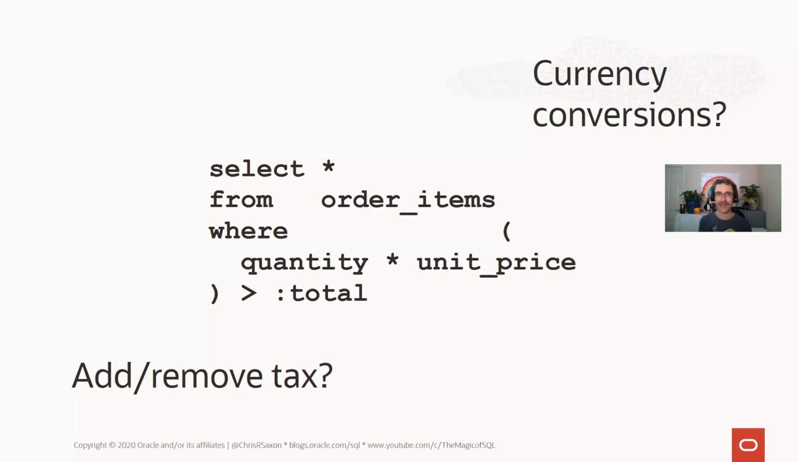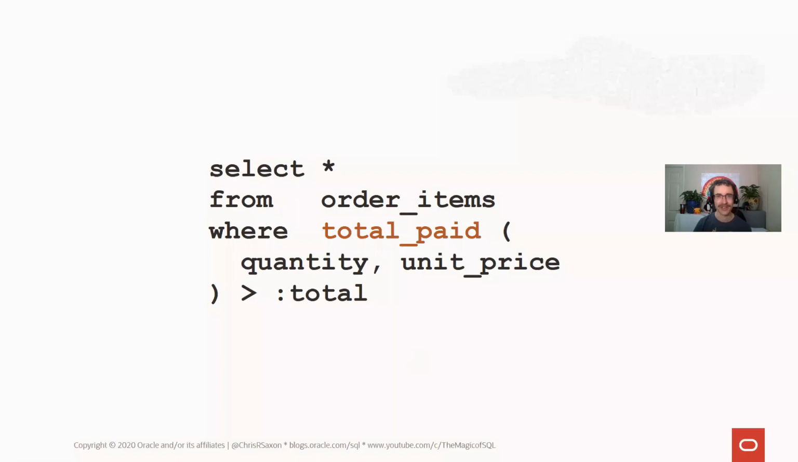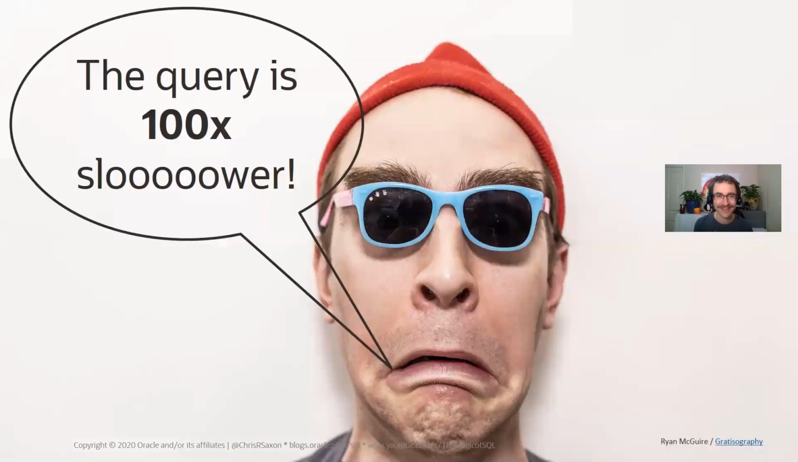So you want to make this a reusable piece of logic, right? You want to write a function, a total paid function, and use it in our query, so we can ensure everyone is calculating this in exactly the same way. That makes our system more reliable and reduces the amount of effort we need to put into testing. So pretty good, right? Seems pretty straightforward. We just write the function and stick it in our query like this. But what happens? Oh no, the query gets a lot slower.